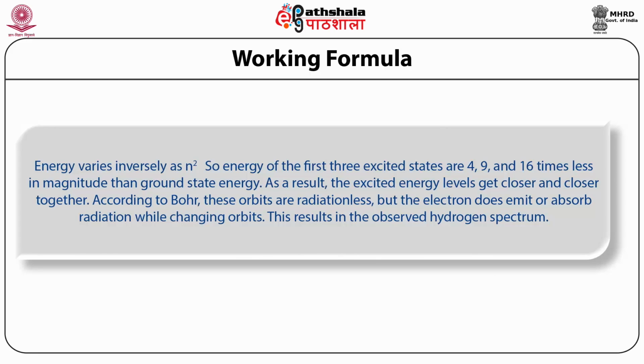That is, the electron is capable of changing orbits. It can take only fixed orbits, but it can absorb radiation and jump from one orbit to another. So this results in the observed hydrogen spectrum. That is, the hydrogen spectrum is due to the transition of electrons from one orbit to another.